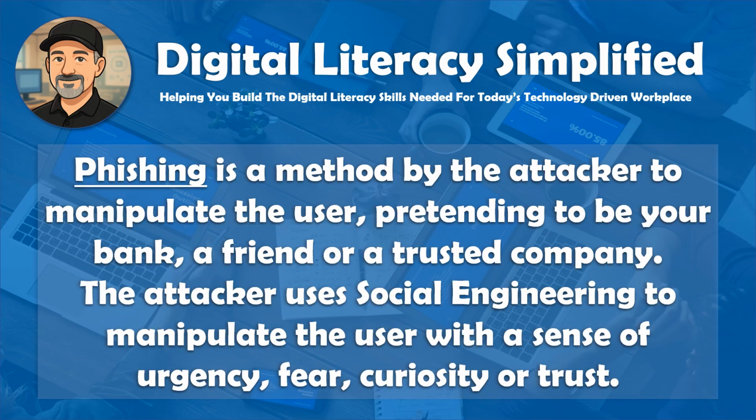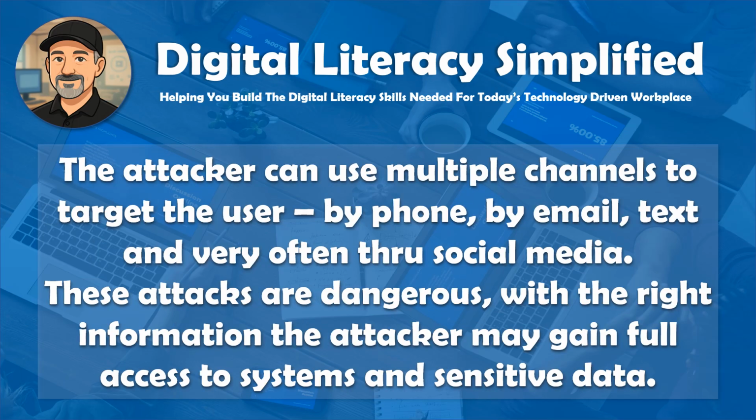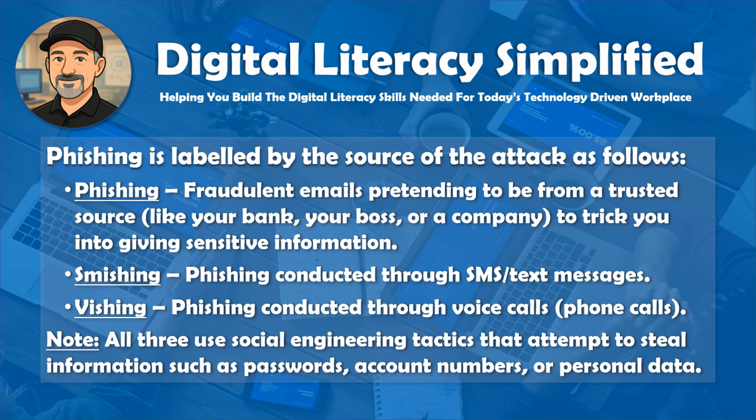So phishing is a method by the attacker to manipulate the user, pretending to be your bank, a friend, or a trusted company. The attacker uses social engineering to manipulate the user with a sense of urgency, fear, curiosity, or trust. The attacker can use multiple channels to target the user: phone, email, text, and very often through social media. These attacks are dangerous. With the right information, the attacker may gain full access to systems and sensitive data. So phishing is labeled by the source of the attack as follows.